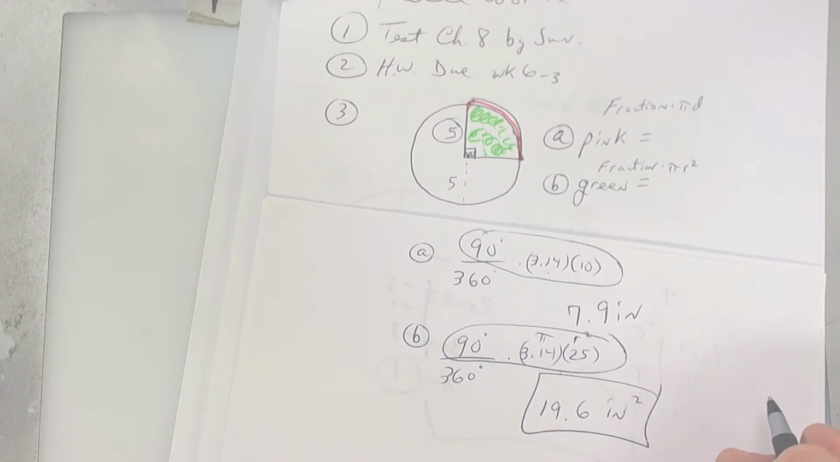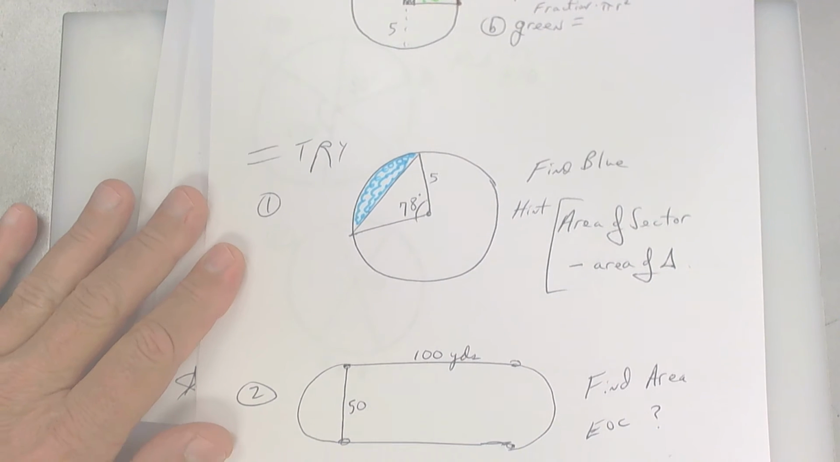And there it is. And that's how you do arc length and area of the sector. All right, make sure you understand that. Okay, if not, the videos are still up there. Just take some time and learn it. All right, copy down these two right here.